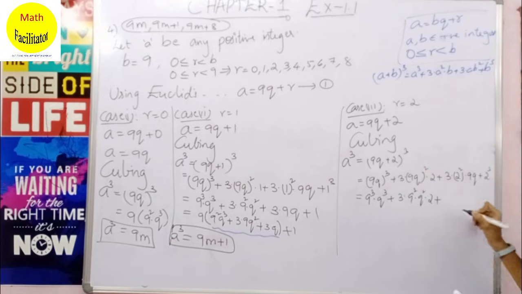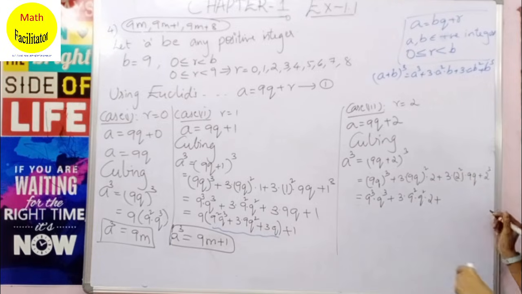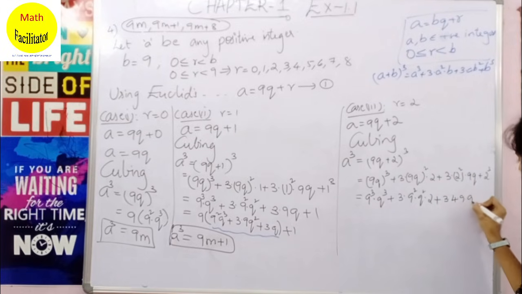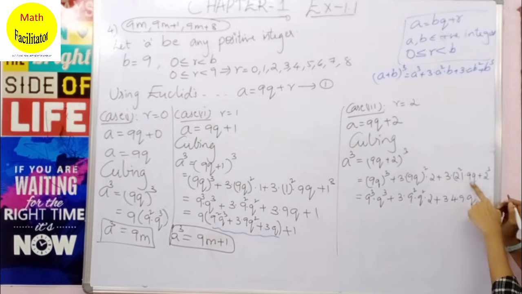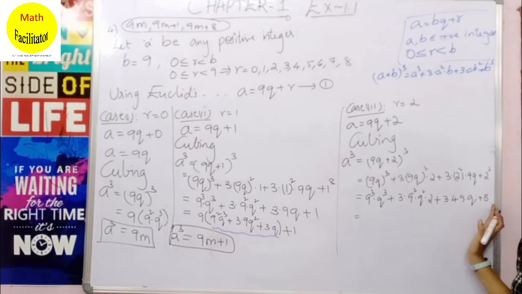Into q you have, I am not calculating, I'm not solving because anyway you are going to take it common in this way. Now this is 3 multiplied by 4 multiplied by 9 cube. Plus 2 cube is nothing but 8. 2 cube is 2 into 2 into 2, it is 8.